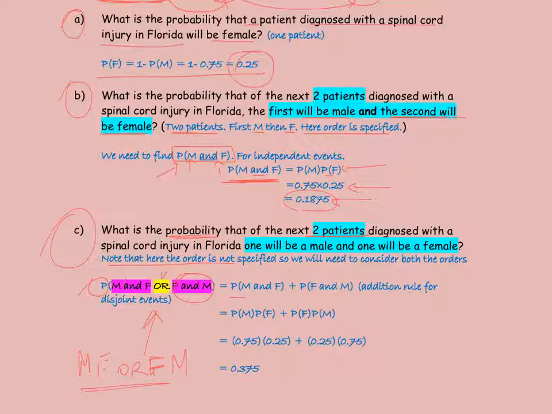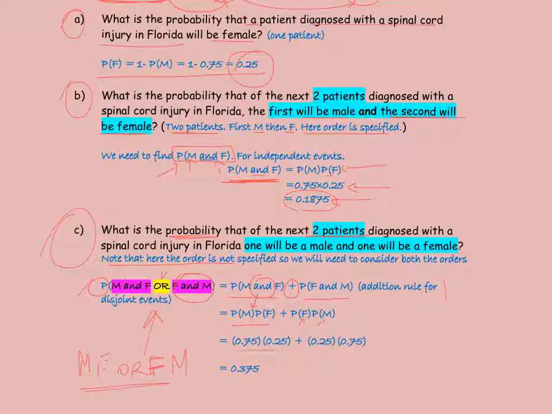So probability of male and female, the word or goes with addition. So we've used the addition rule for the two disjoint events, plus the probability of female first and then male. The word and goes with the multiplication rule. We've seen this before. So its probability of M and F changes to probability of M times the probability of F, plus probability of F and M is probability of F first times the probability of M.